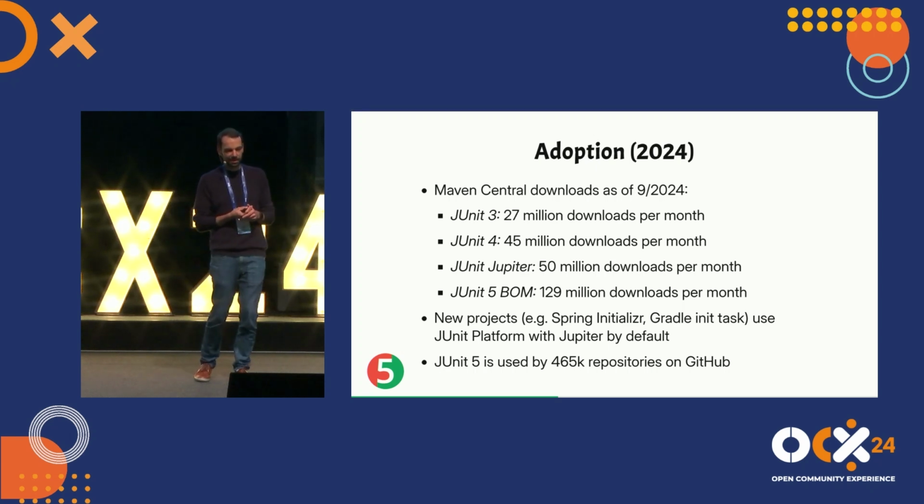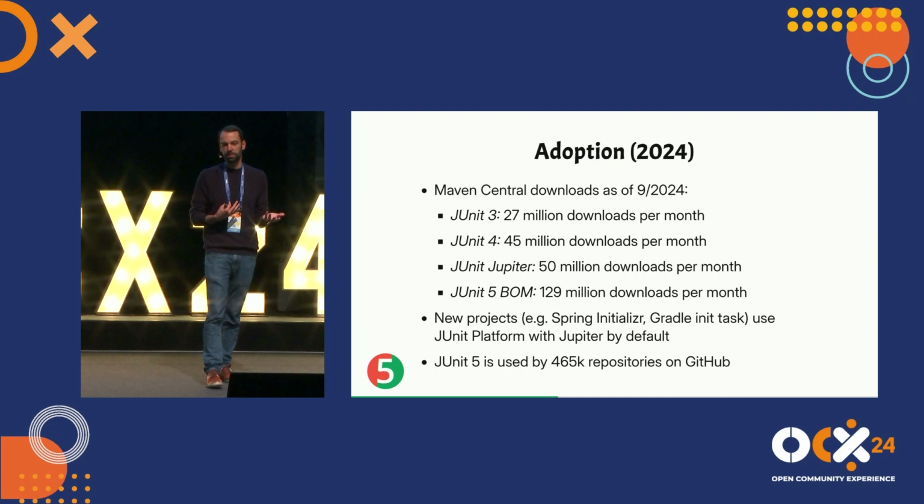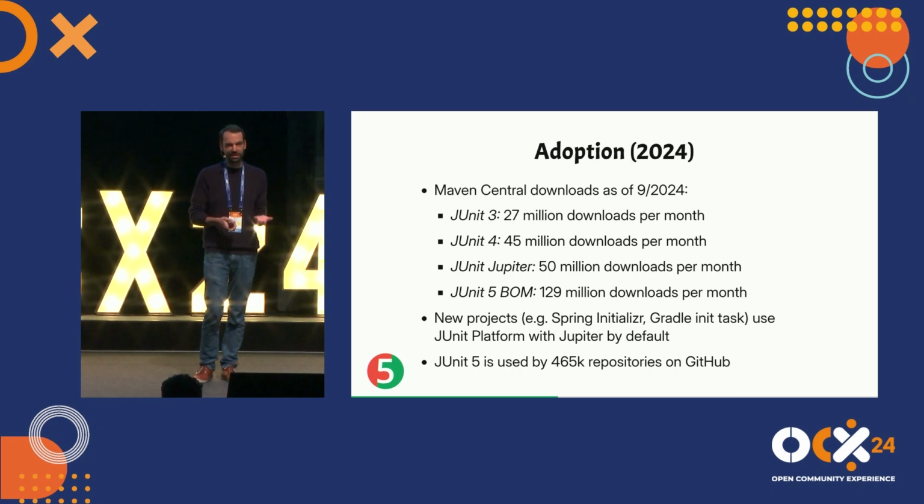Another significant milestone was that new projects, so if you use Spring's initializer or the Gradle init task, use the JUnit platform by default. So they don't generate a template with JUnit 4 anymore, but you get Jupiter tests, and you get started with the modern testing framework right away. And another interesting number is the number of repositories on GitHub that use JUnit, which is right now at 465,000. Yeah, so that gives you an idea that it's widely used, and it is going pretty well in terms of adoption.